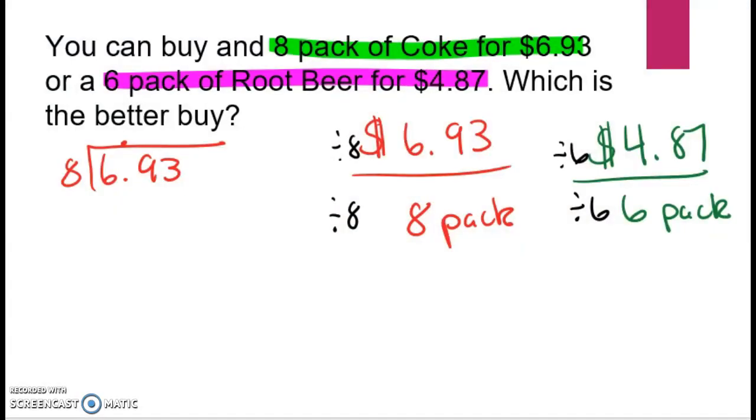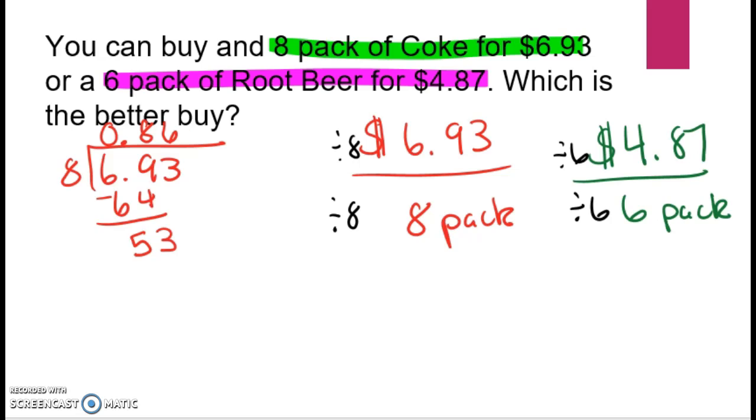All right, I'm back. So you are going to, let's see here. 8 does not go into 6, so that's a 0. 8 goes into 69. 8 times 8 is 64. We're going to subtract. We're going to get a 5. Now we bring down our 3. 8 goes into 53 6 times. So we can stop there.